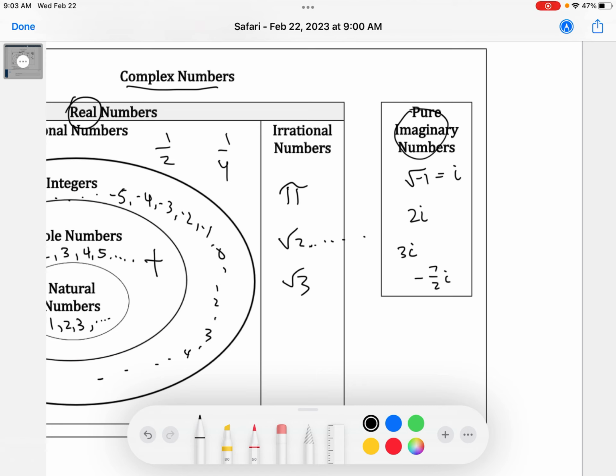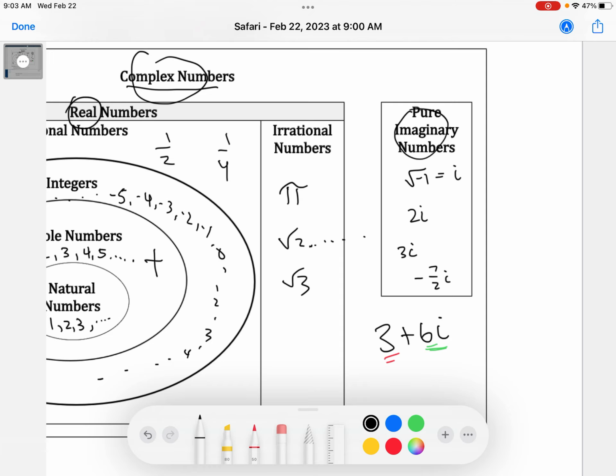Okay, so the real numbers are rational numbers and irrational numbers. Basically, anything that's not imaginary is a real number. Now, if I did something like this, 3 plus 6i, 3 is the real part. 6i, this bit, is an imaginary number. So the combination of real and imaginary is a complex number.